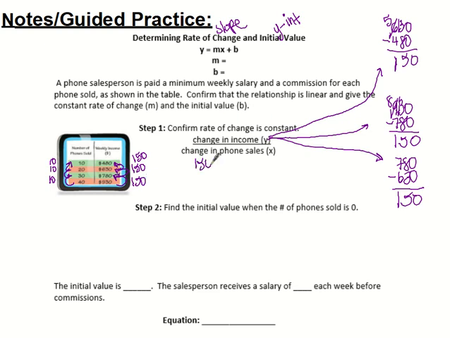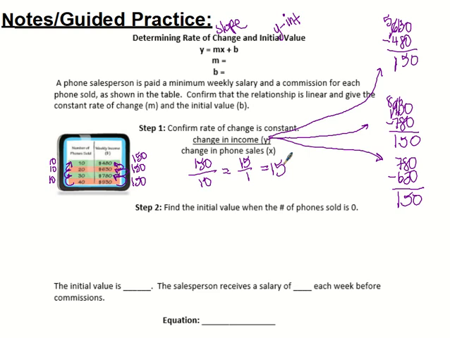So 150 over my change in phone sales, which is 10. And then we reduce it, and we can say it's 15 over 1, or we can just say it's 15. So what that means is he earns $15 for every one phone he sells. Right? That's his unit rate. He gets $15 for every one phone he sells. So now that we have that, that's his commission, right? That's how much he gets.